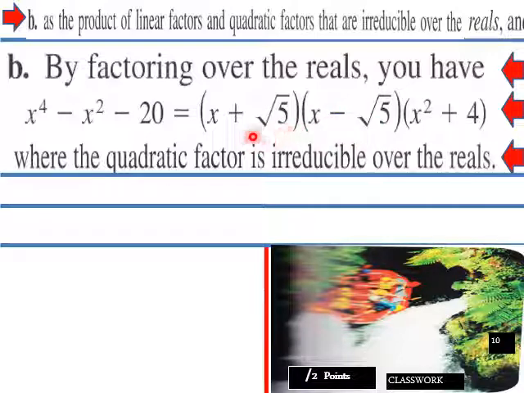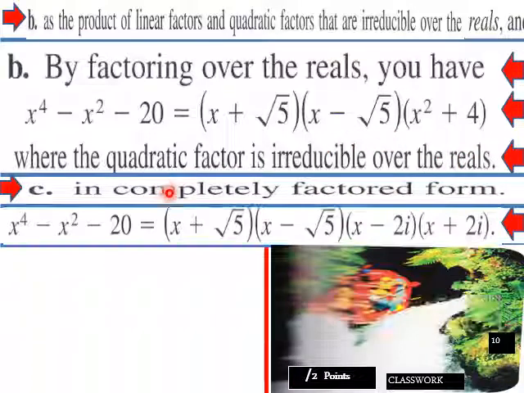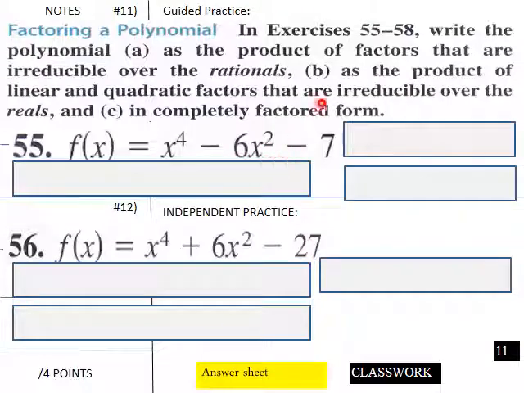So by using, again, irrational numbers, which are part of the set of real numbers, you can still factor this, because square root of 5 is an irrational number, but we're going to use it anyways. It's not a rational number, but it is part of the real number set. So in completely factored form, we're going to use complex numbers in here to completely factor it. For this binomial here, we're going to have to go into complex numbers. So let's try one now.